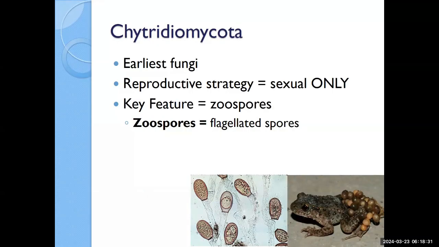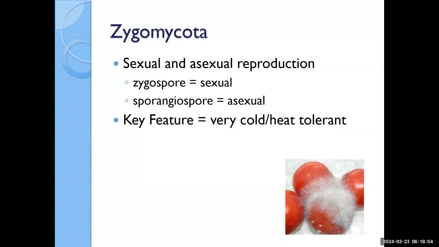Chytridiomycotas. These are an ancient lineage. They are the earliest fungi we have recorded. They exhibit sexual reproduction only, through the key feature of zoospores. You may recall that these are flagellated spores, the precursors of sperm. Next up are the zygomycotas.